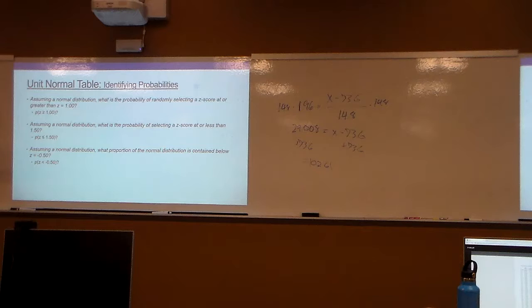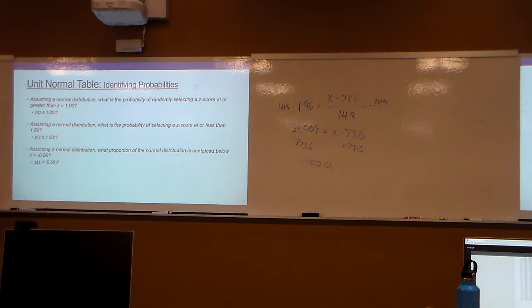Assuming a normal distribution, what proportion of the distribution is contained below negative 0.5? What do you think? Curveball here. It would be the smaller portion, right? Yeah, it would be a small portion. So what is it? 0.305, so 30... put a 0.309, right?